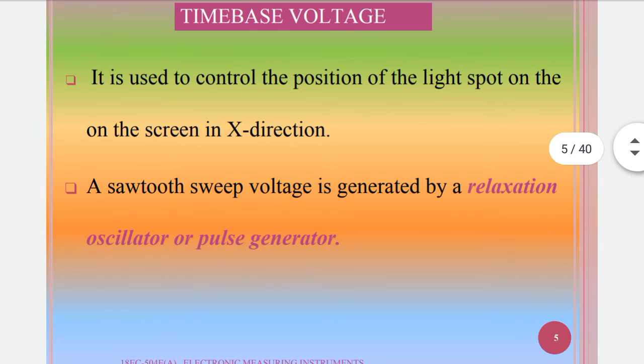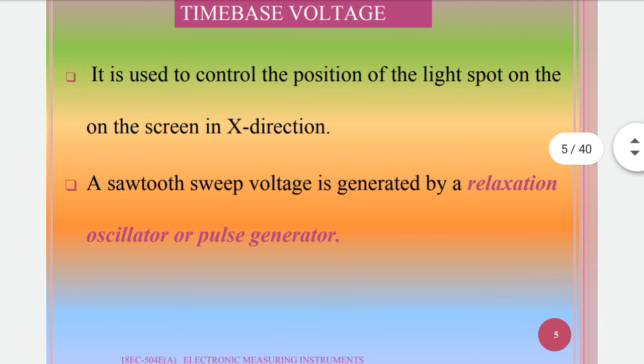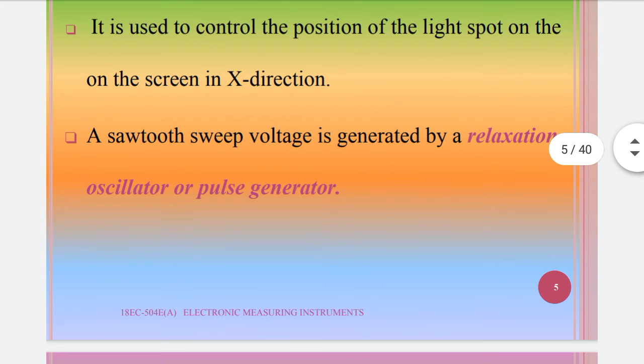So how to generate the time-base voltage? There is a special circuit that is called relaxation oscillator or pulse generator. The sawtooth voltage or the sweep voltage can be generated.